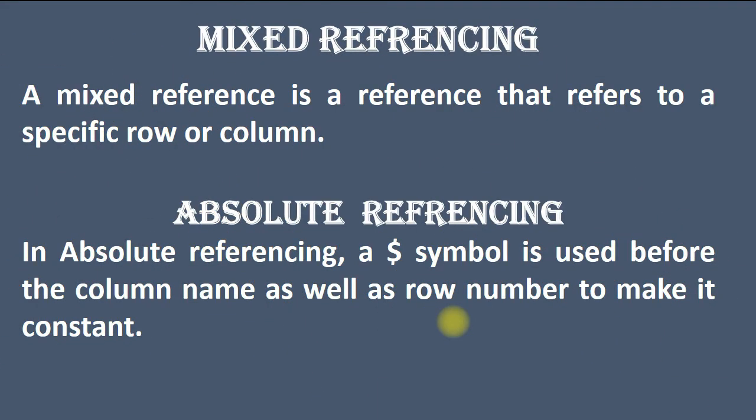Then the next one is mixed referencing. A mixed reference is a reference that refers to a specific row or column. Again, we are going to see the practical of this one also. And absolute referencing: in absolute referencing, a dollar symbol is used before the column as well as the row number to make it constant. We are going to see this in the practical also. So we'll see the absolute and mixed referencing in the practical work again.